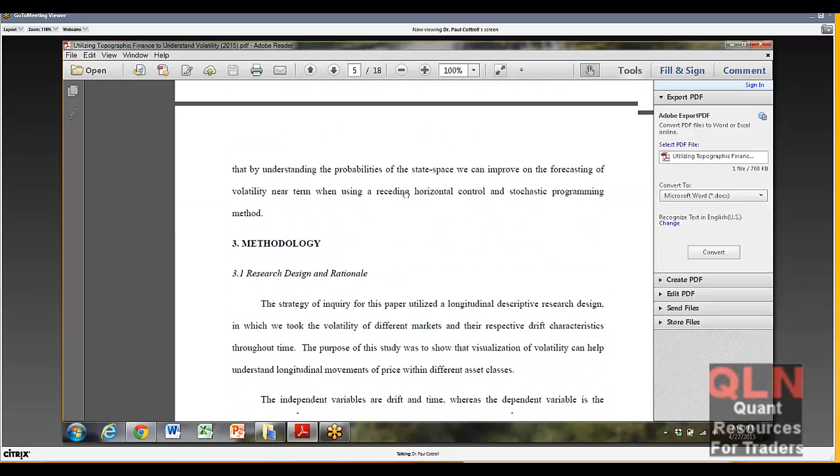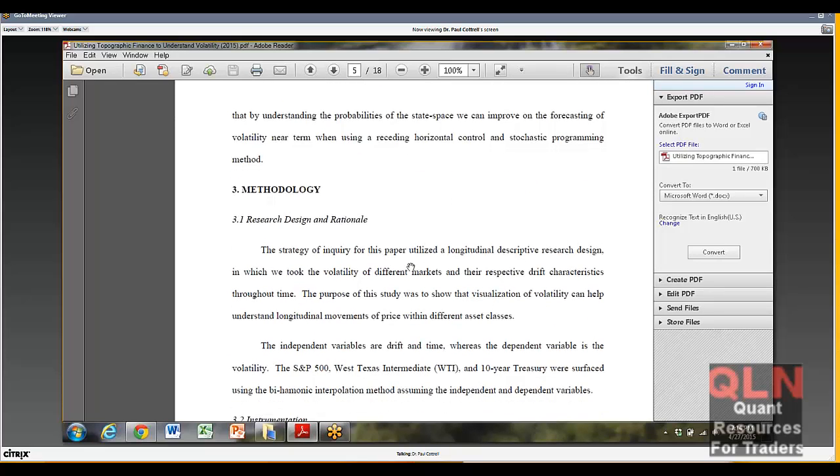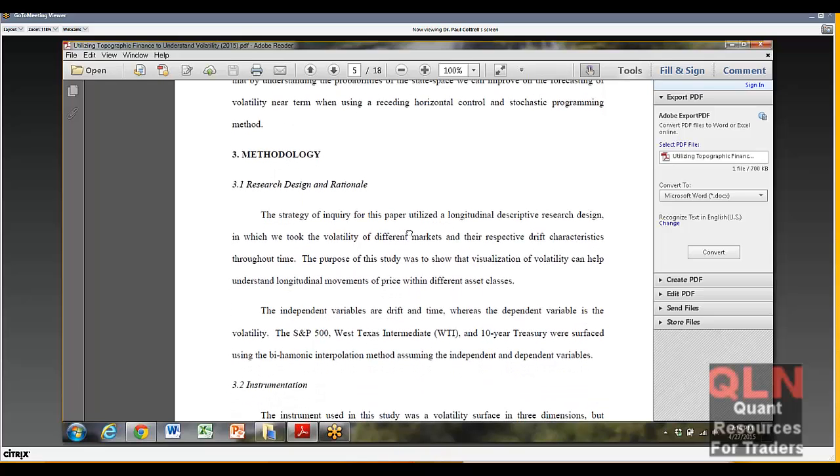So the methodology that we used in this paper was a longitudinal study, so it was cross-sectioning through time. It was 85 daily closing prices of different markets: the S&P 500, the oil market, and the 10-year Treasury. And we surfaced each of those markets with the biharmonic interpolation method that I mentioned.